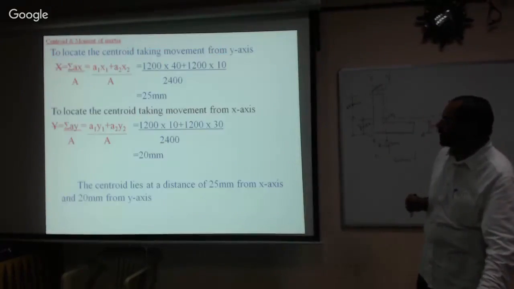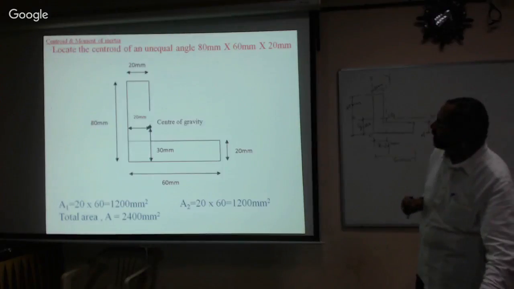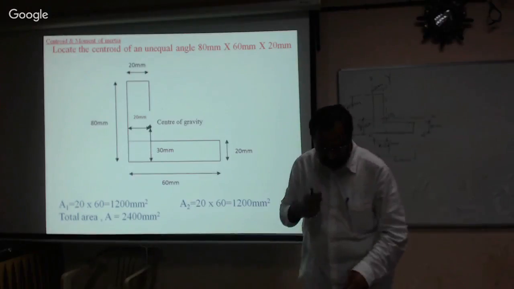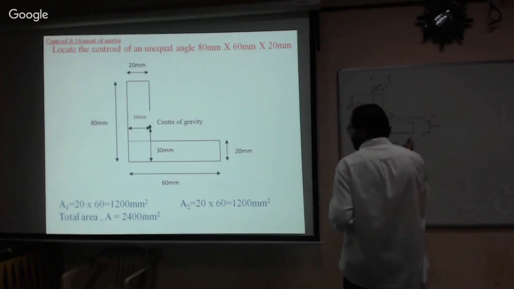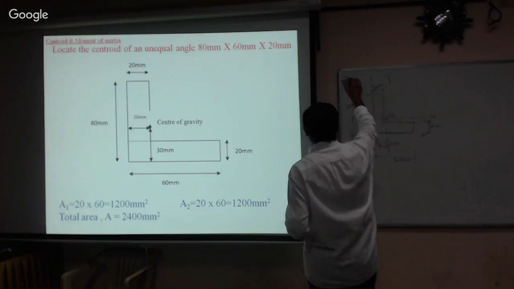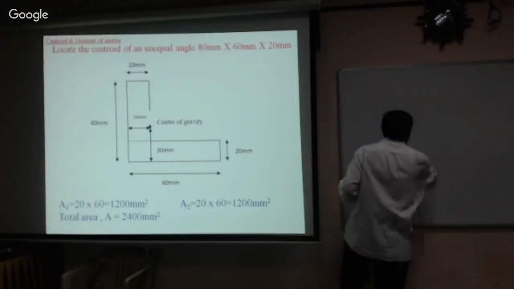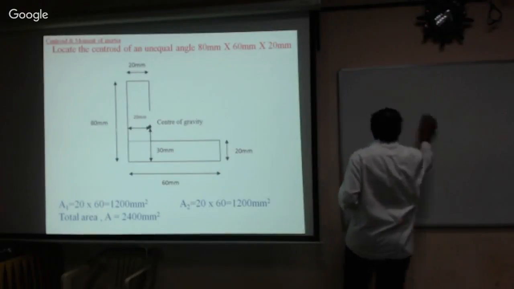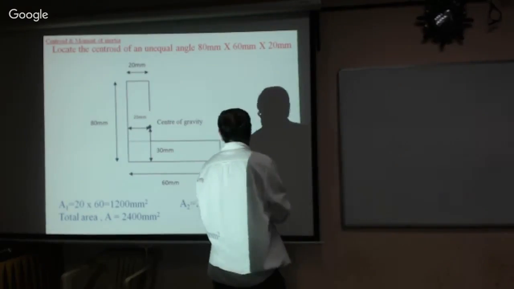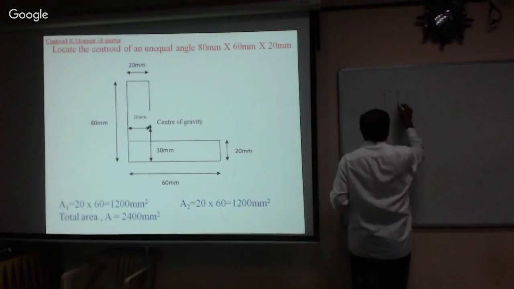Let's have one more problem. Let's see, we'll go through this. This is the second problem. Now let me solve this on the board. I will tell you how to do that exactly. Locate the centroid of an unequal angle. How to calculate the centroid of an unequal angle? Unequal angle means the leg and base are different. One is 80 millimeter, the other one is 60 millimeter. Now this is how the section is given.